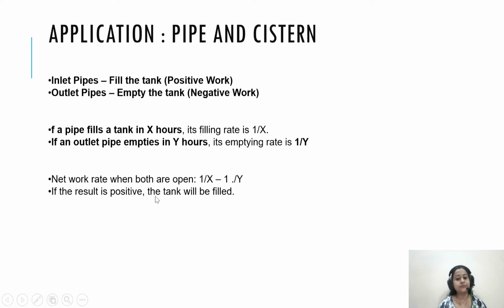So if the result of this subtraction is positive, then the tank will be filled. If the result is negative, the tank will be emptied. So it depends on the relative efficiency rate. This 1 by X is the efficiency rate of the inlet pipe, and 1 by Y is the efficiency rate of the outlet pipe. So it depends on which efficiency rate is higher. If 1 by X is higher than 1 by Y, then the result is positive and the tank will be filled. On the other hand, if 1 by Y is higher than 1 by X, then the result is negative and the tank will be emptied.